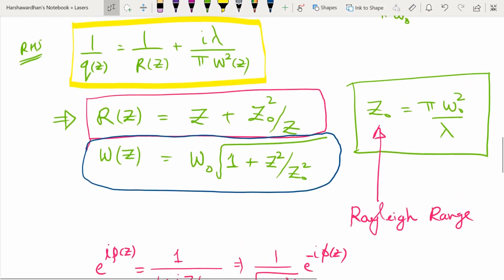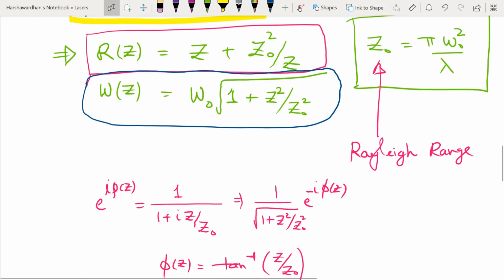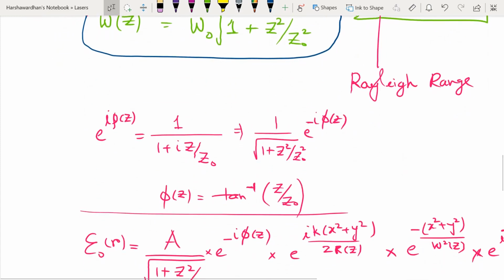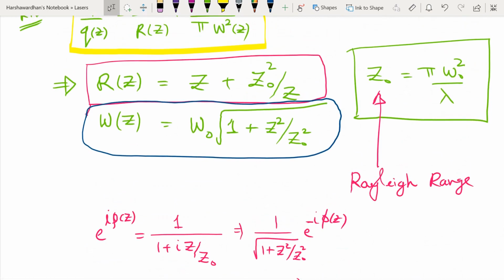Z naught is simply the relationship between the width, which I mentioned here. In a sense, what happens is we have scaled the variation of the curvature as well as width in terms of Z naught, which seems like a very natural scale for Z. So essentially, what I get is the following form for the radius of curvature of the phase as well as the width as a function of Z.